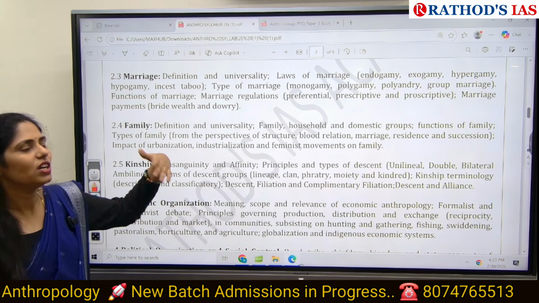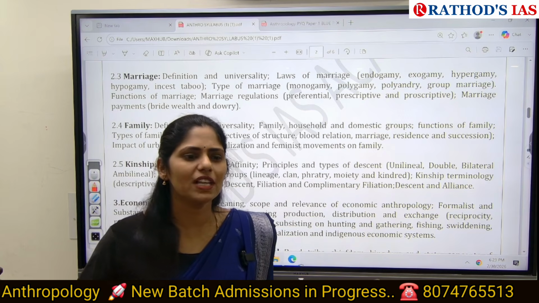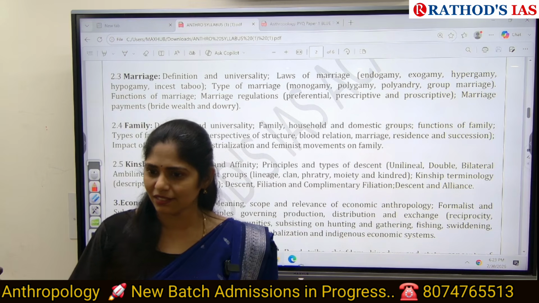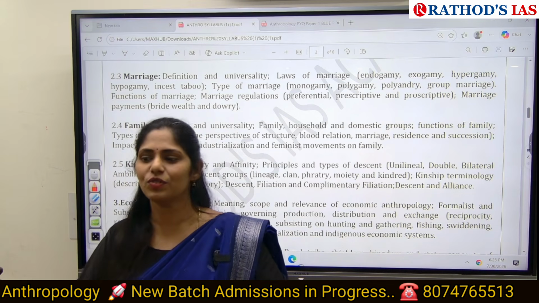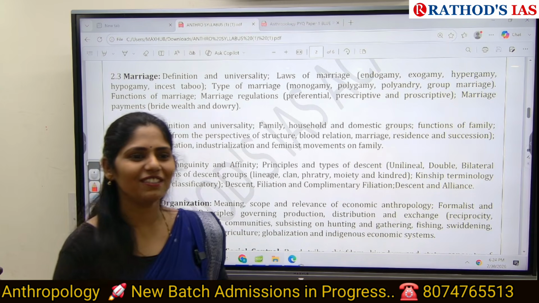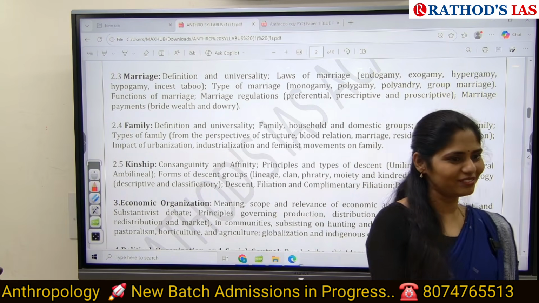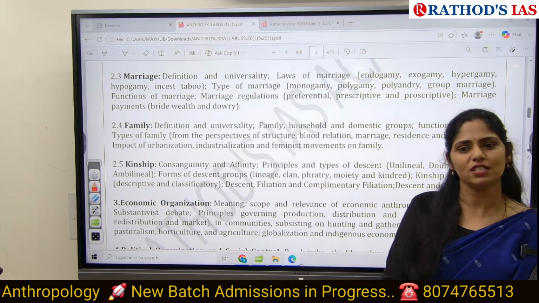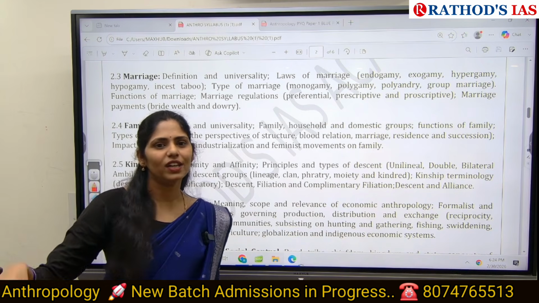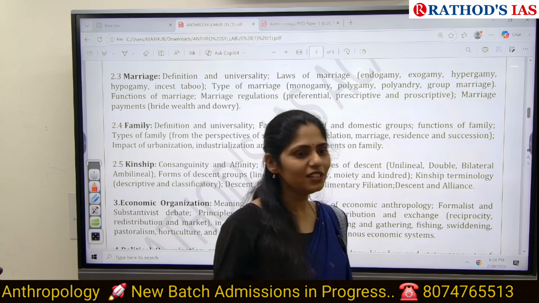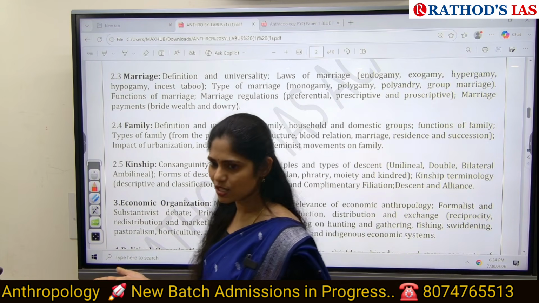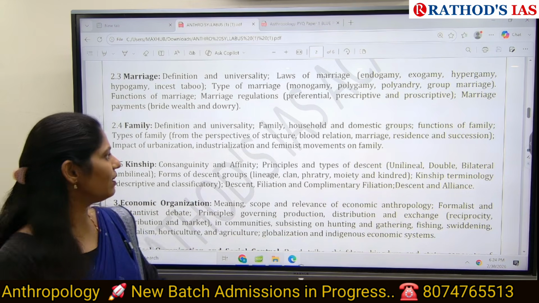And after marriage, what is the residence? The residence means the place where they live. Sometimes the couple will be living with the boy's family. That is a tradition in South India, but that is not the same in other parts. Sometimes they will live with the girl's family. Sometimes they will have their own flat, their own small nuclear family, that is called a neo-local family. Sometimes in some tribes, they will stay in the uncle's house. Like that, how many types of residences we have and which society follows which, we will study in this residence topic.